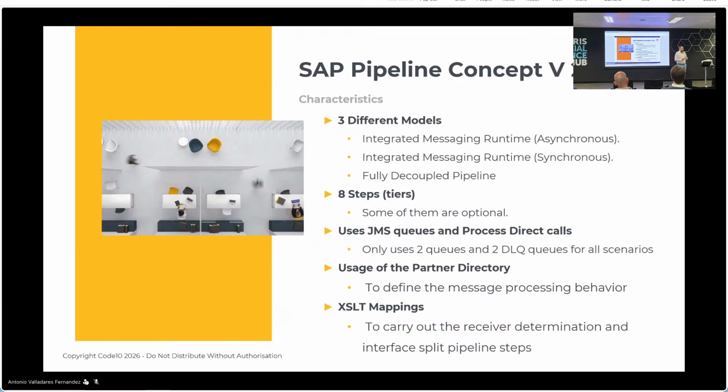Both our patterns and the pipeline concept use JMS queues. In the case of the pipeline concept, it uses only 2 queues, one dedicated for the sender part and another for the receiver part. And it uses 2 additional dead letter queues that are mirrored with these other queues. The rest of the communication between iFlows uses process direct, and the routing conditions to determine where you need to send the message are based on the partner directory setup. To process this partner directory setup, it uses very complex XSLT transformations.